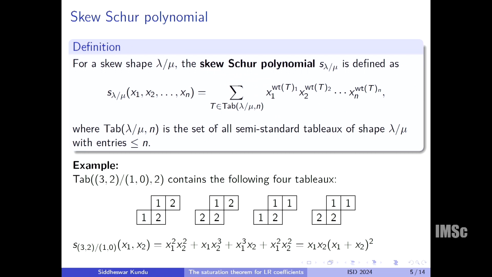So if we consider the particular skew shape 3, 2 / 1, 0, then Tab(lambda/mu, 2) actually contains the following 4 tableaux. For these 4 tableaux, the skew-Schur polynomial will be x1 squared x2, then x1 x2 squared, plus x1 squared x2, then x1 x2 squared, which will be equal to x1 x2 times (x1 plus x2) squared.